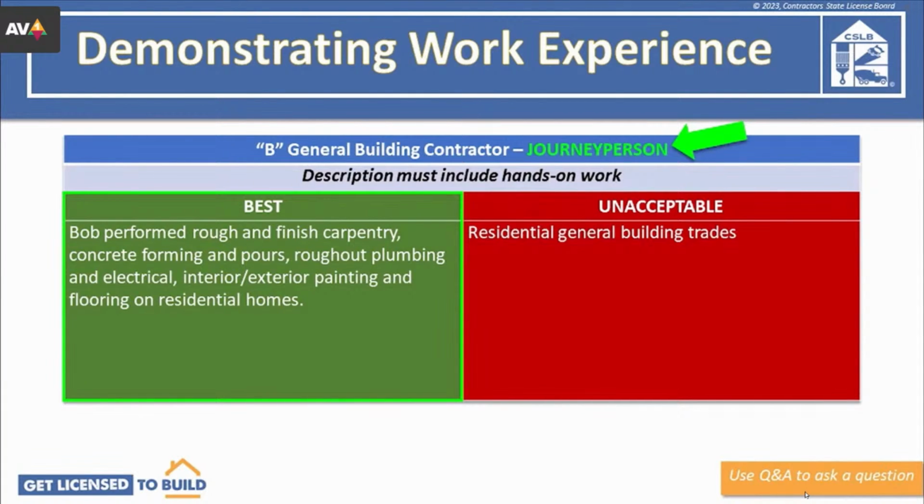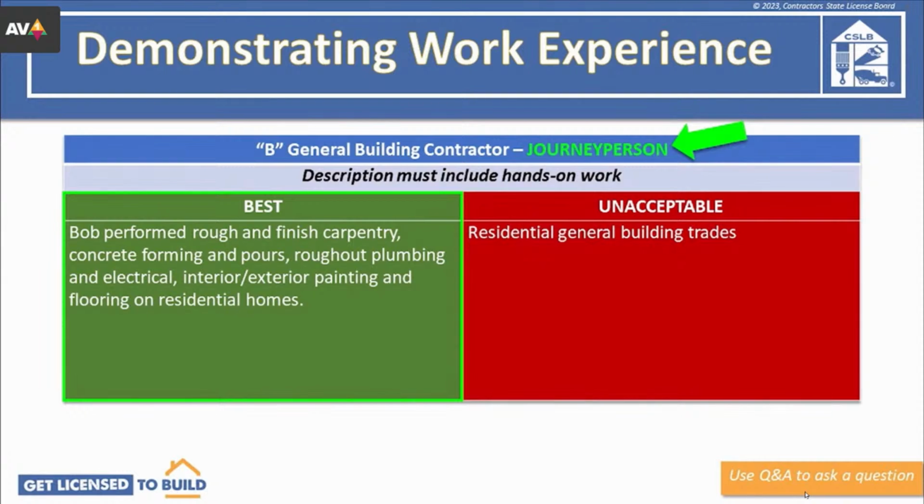The overall theme we'll keep repeating is the more specific the description, the better. Note, the work experience form should be completed by your certifier, someone who has knowledge and has observed your work experience for the classification you're applying for. That person does not have to be a licensed contractor. Our first example is for the Class B general building contractor.